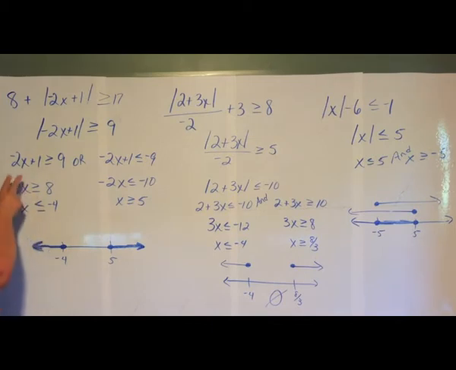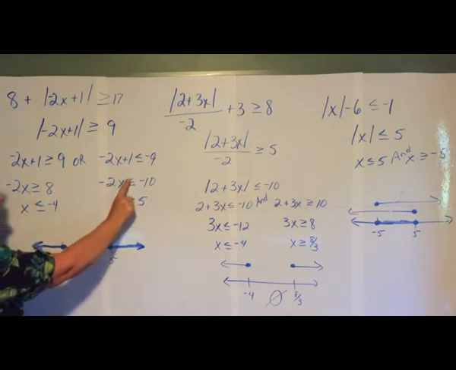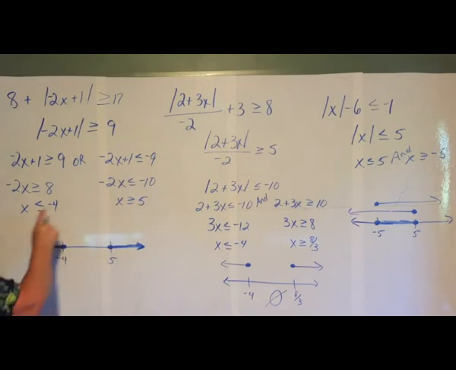Then I solve for each one. Notice here, when I divided by the negative, I flipped the inequality around. Same thing here, flipped it around. Since it's an OR, I graphed on the line, and my number line looks like this for my answer.